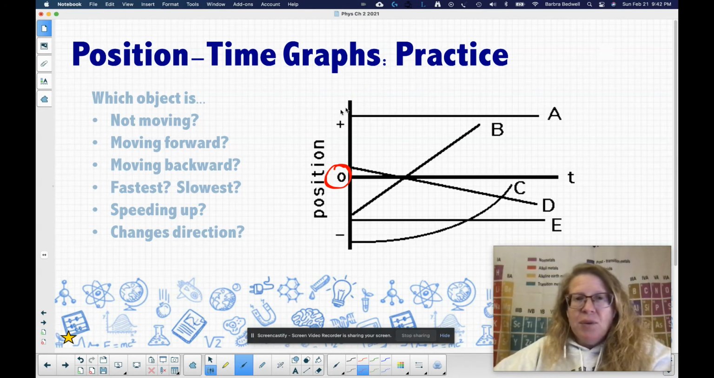So here, if we're going to say this is 5 meters, this cat is at 5 meters, and 5 meters, and 5 meters, and 5 meters, and 5 meters. Horizontal slope means that this cat is holding still. So this one is not moving.